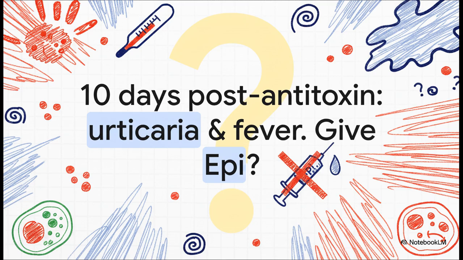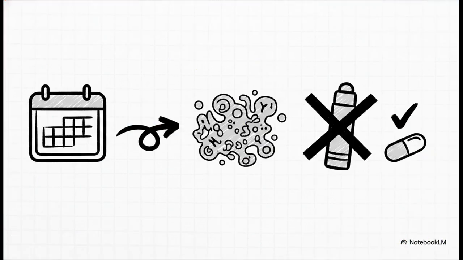A patient presents 10 days after receiving botulism antitoxin with a fever, an urticarial rash, and arthralgias. Do you reach for the EpiPen? The answer is absolutely not. You have to recognize this as a delayed type 3 immune complex phenomenon, otherwise known as serum sickness.